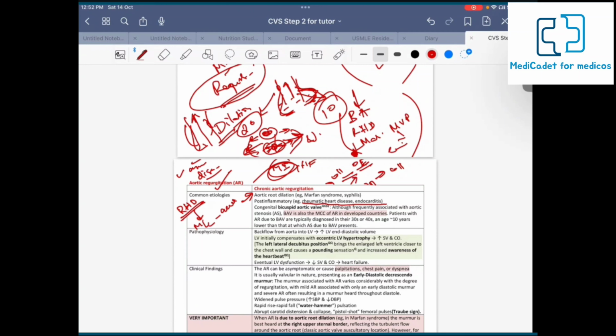Most common is in acute phase, it will cause mitral regurgitation. In chronic phase, it will cause mitral stenosis. This is the common thing.